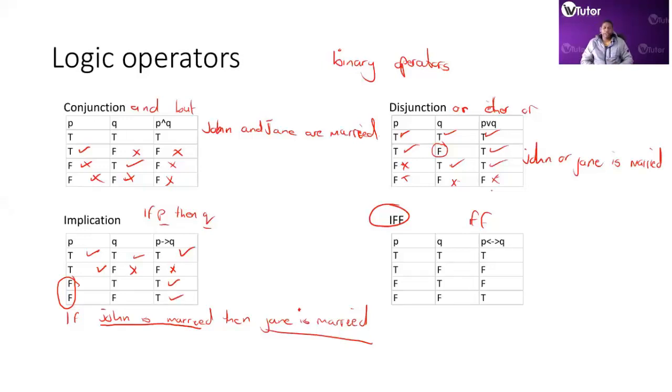We can further sweeten it by saying the following. There was nothing said about John not being married. So whether Jane is married or not, the statement becomes true in its entirety, because we have no basis to judge Jane being married or not. All right. So that is implication. So if P, then Q.